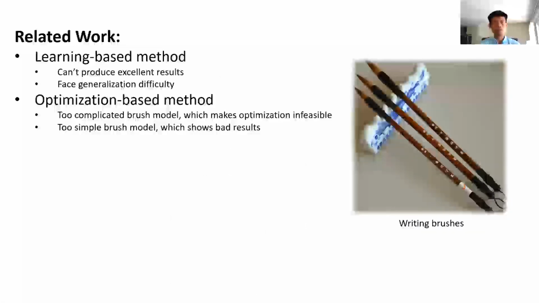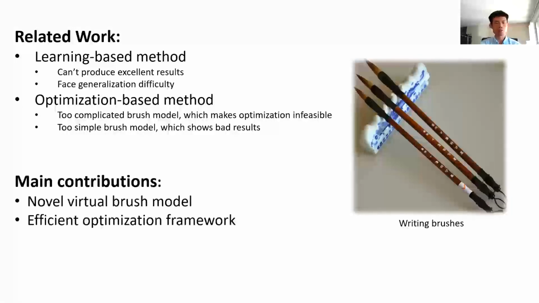Current work in this area focuses on either a learning-based method or a trajectory optimization-based method. As far as we know, the learning-based method is still not very mature for now. In this paper, we are mainly considering the trajectory optimization method. Such a method generally requires good knowledge about the writing brushes. However, the currently proposed brush models are either too complicated or too simple to generate very good results.